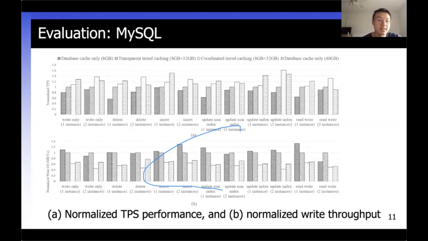We carry out these benchmark workloads as shown here. And in this picture, A is the normalized TPS performance and B is the normalized write throughput. So the results show that the proposed coordinated tiered caching over the DRAM-only heterogeneous memory fabric can achieve noticeable performance benefit, especially for write-intensive workloads.